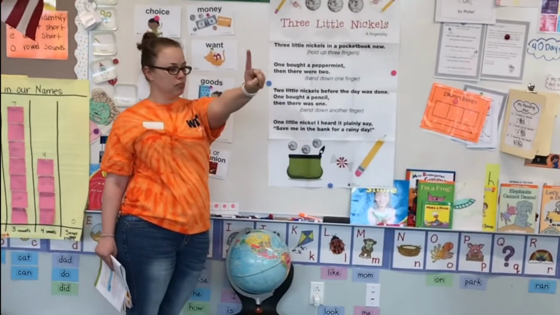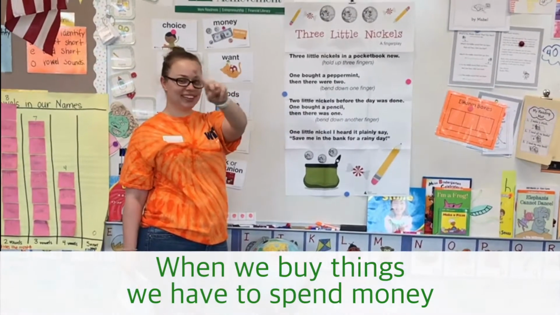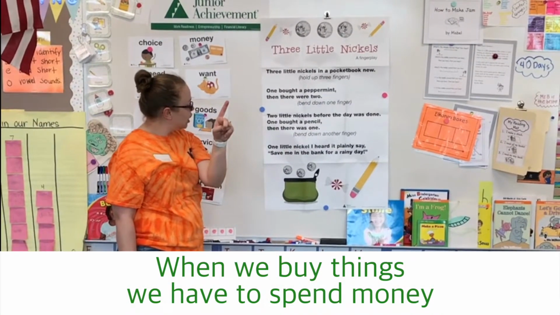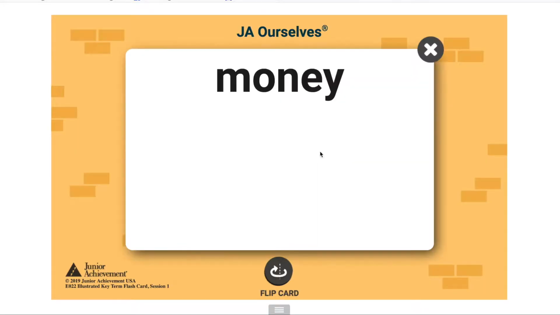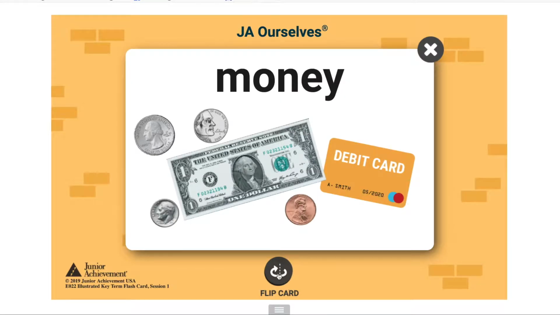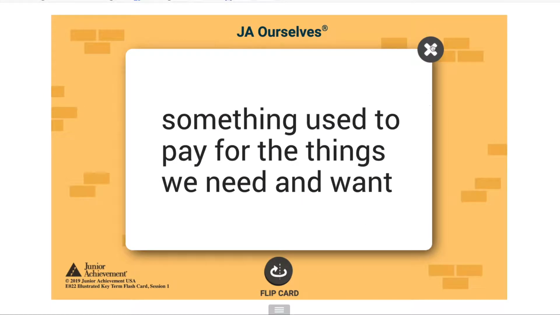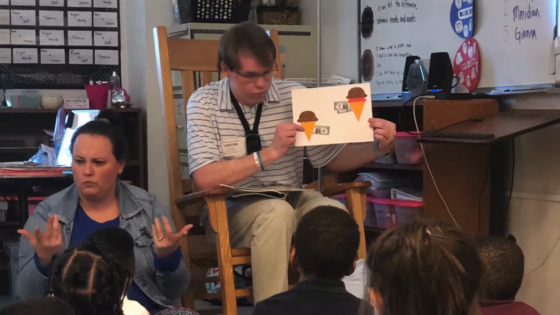Before presenting the last two picture cards, tell students that when we buy things like fruit, clothing, or books, we have to spend money. Introduce the money vocabulary card and have a brief discussion with the students. Then present the last two picture cards.